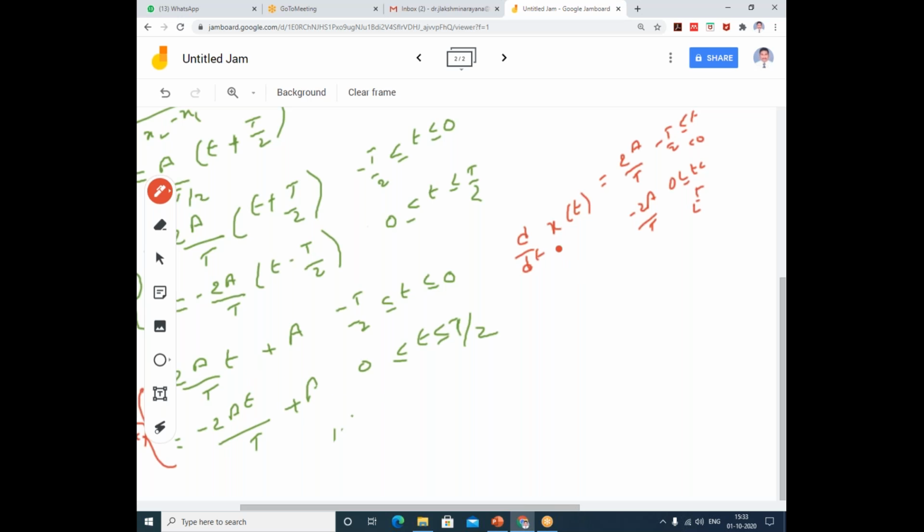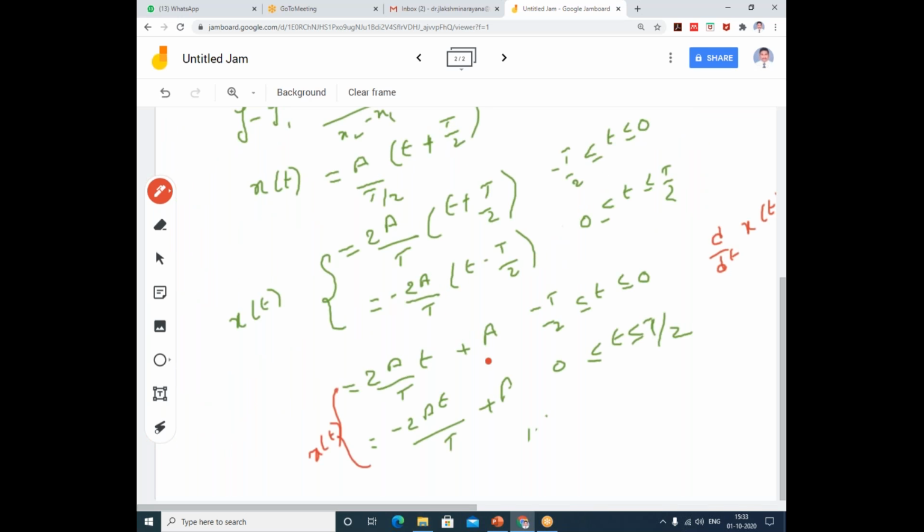I am differentiating x of t with respect to time. When you differentiate it, see what happens in this equation. Here a is a constant, as you know. Differentiation of a constant is 0. This a is not required.